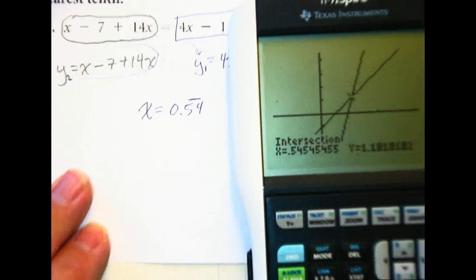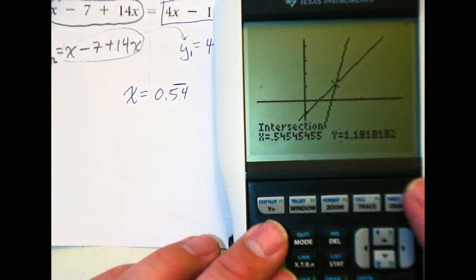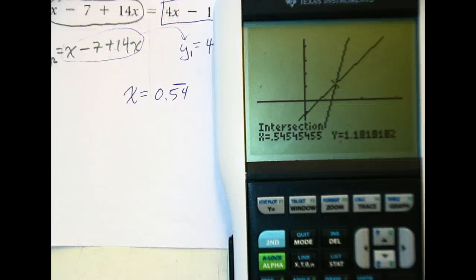So how did you get the intersection again? Second calc, intersect, first curve, second curve. If you didn't get that, you're going to have to check it out later online, or we'll run out of time today.